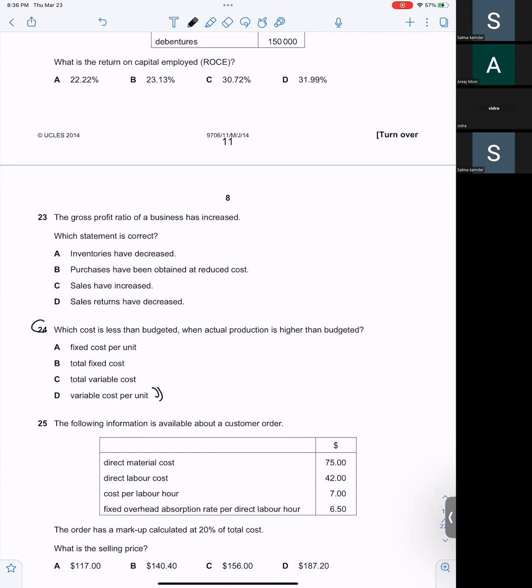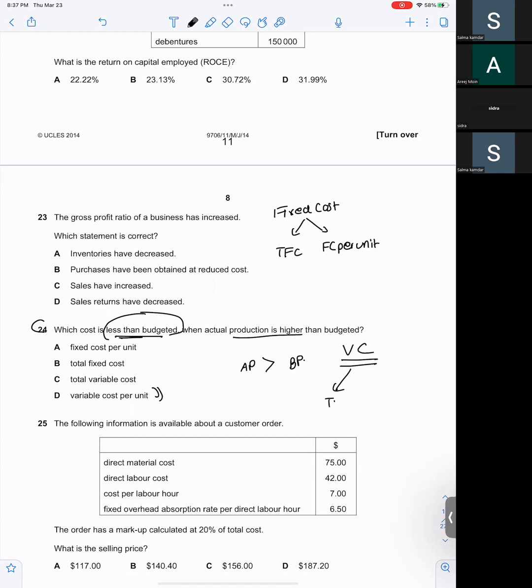Which cost is less than budgeted when actual production is higher than budgeted? If actual production is more than your budgeted production, which cost will be less than the budgeted? Let's talk about the cost. We have two types of cost, right? Fixed cost: one is the total fixed cost and one is the total fixed cost per unit. And when you have variable cost, one is the total variable cost and one is variable cost per unit. Let's talk about variable cost per unit.